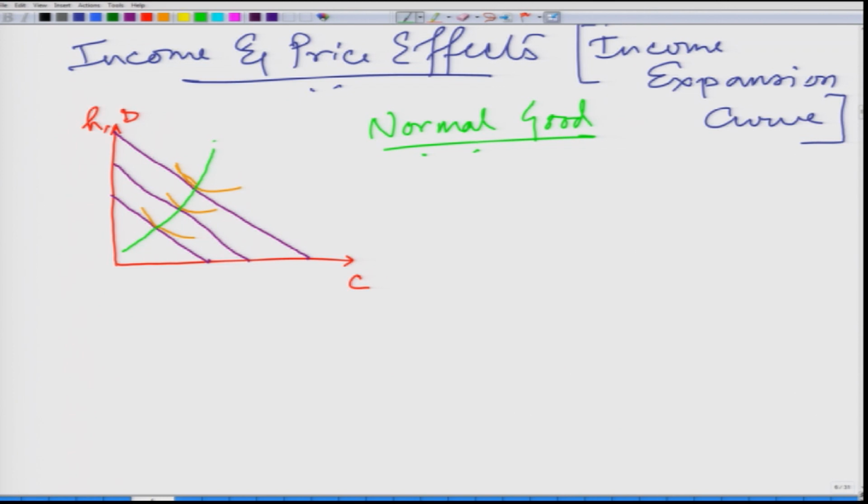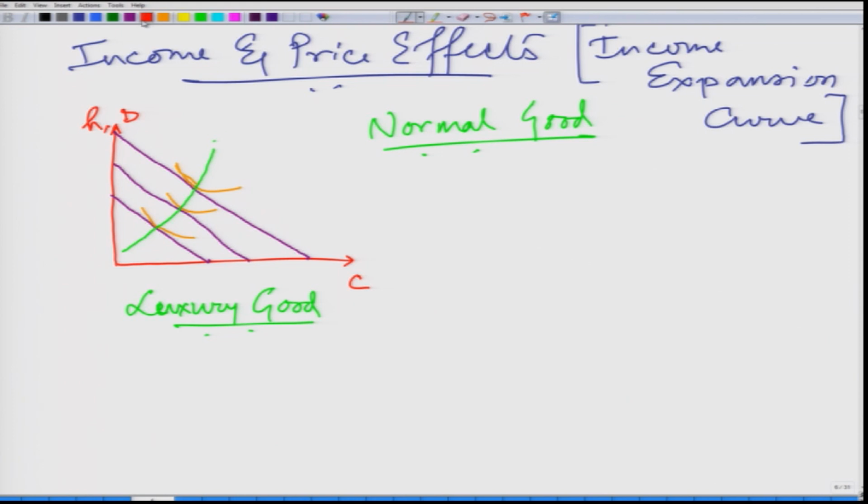So what happens over here, if the income expansion curve bends towards the health axis, that means it's a luxury good. With more income, the consumers are demanding more health. Health is a luxury good.